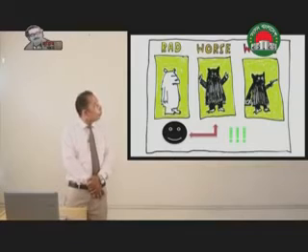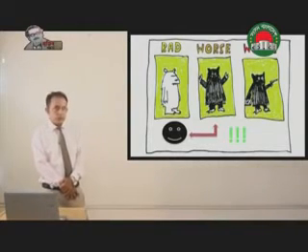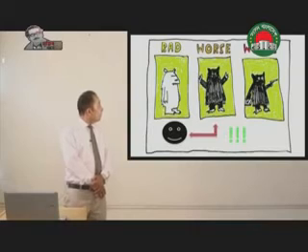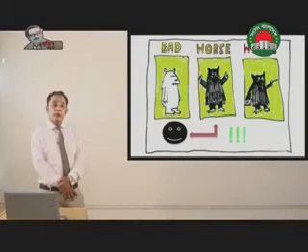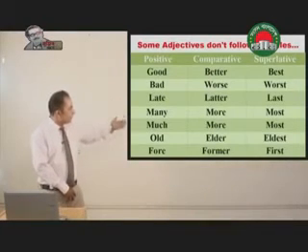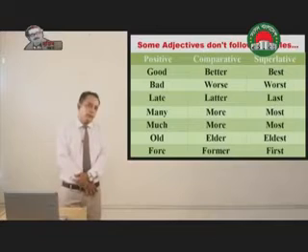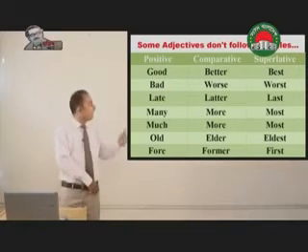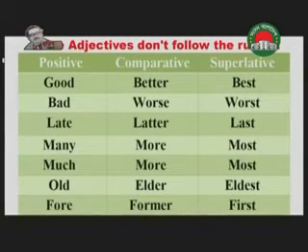Bad, worse, worst. How is it possible? Let's see. Some adjectives don't follow the rules. They never follow the rules. So, dear students, we all should memorize these adjectives. Those are good, better, best; bad, worse, worst; late, later, last, not latest here.